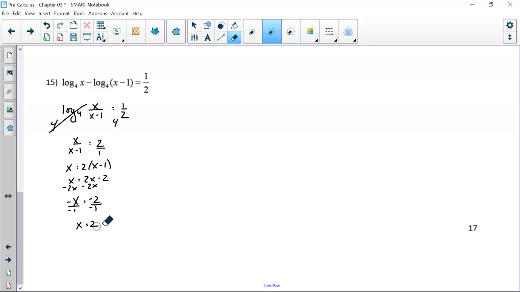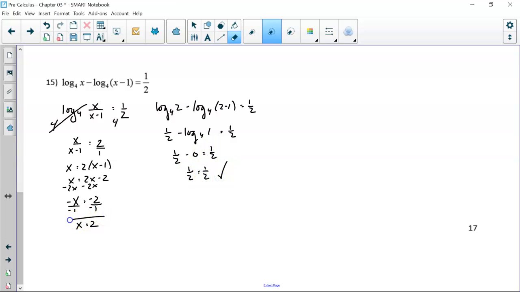X equals 2. So we could check: log base 4 of 2 minus log base 4 of 2 minus 1. Log base 4 of 2 is actually equal to 1/2, minus the log base 4 of 1. So it's 1/2 minus 0 equals 1/2. 1/2 equals 1/2. So we found a nice, good solution.